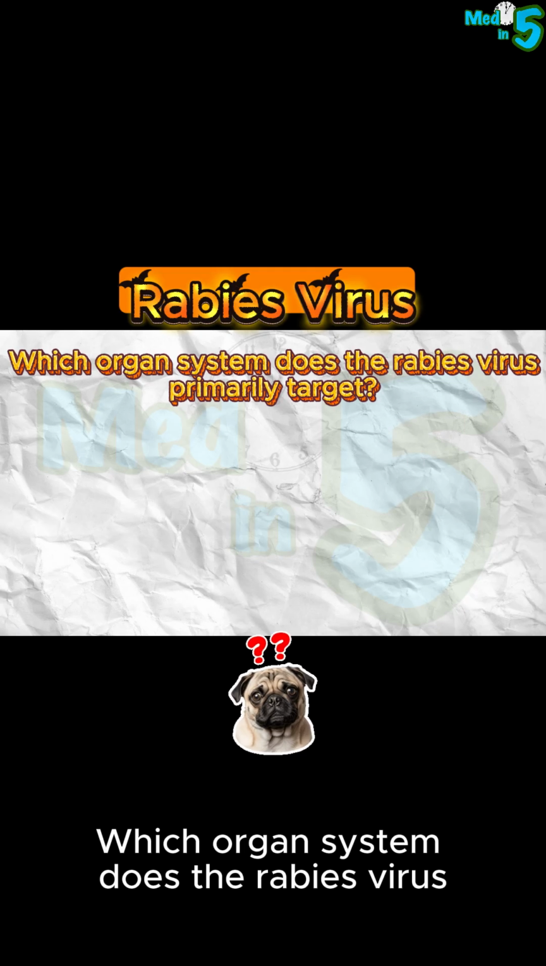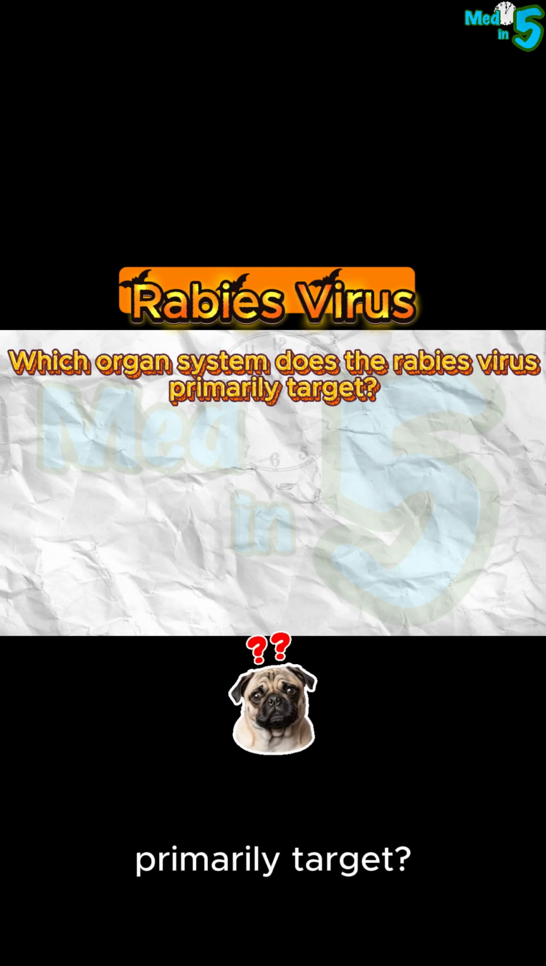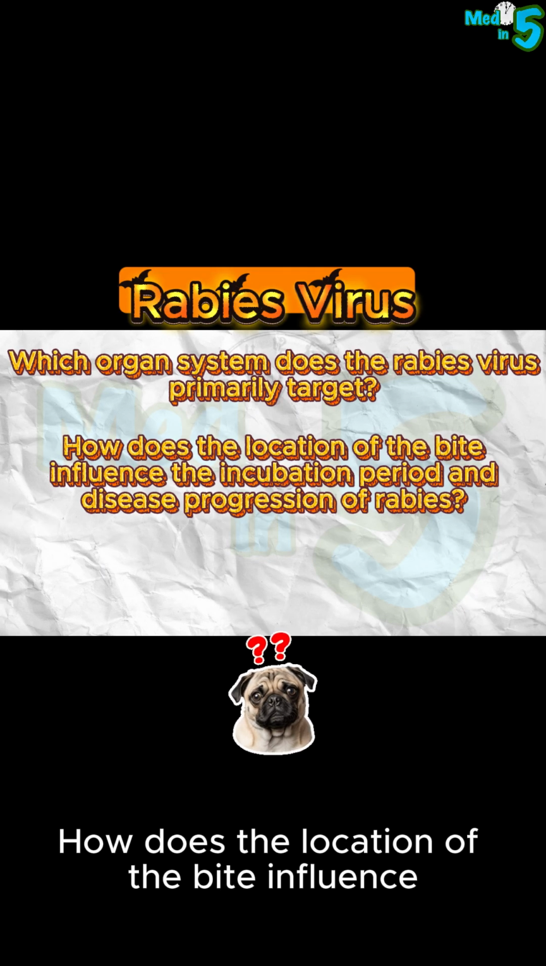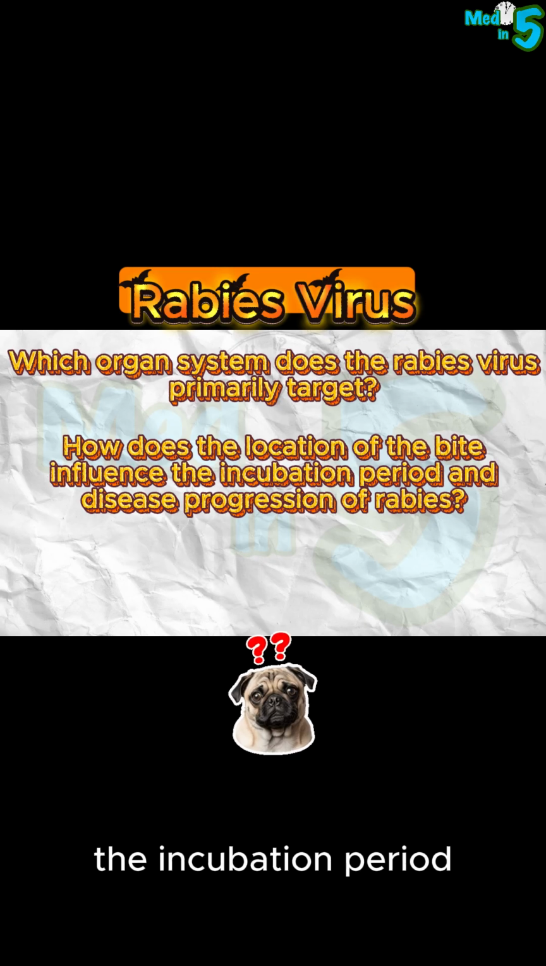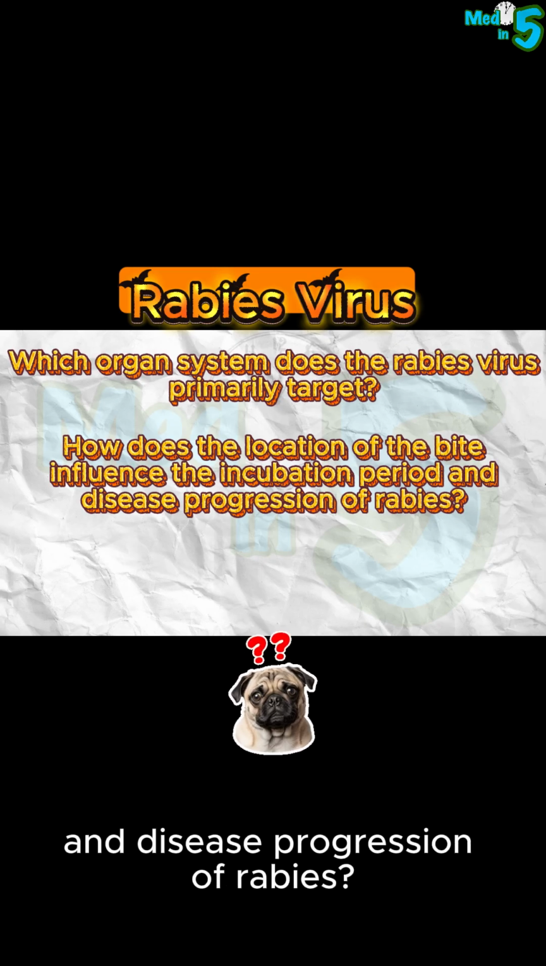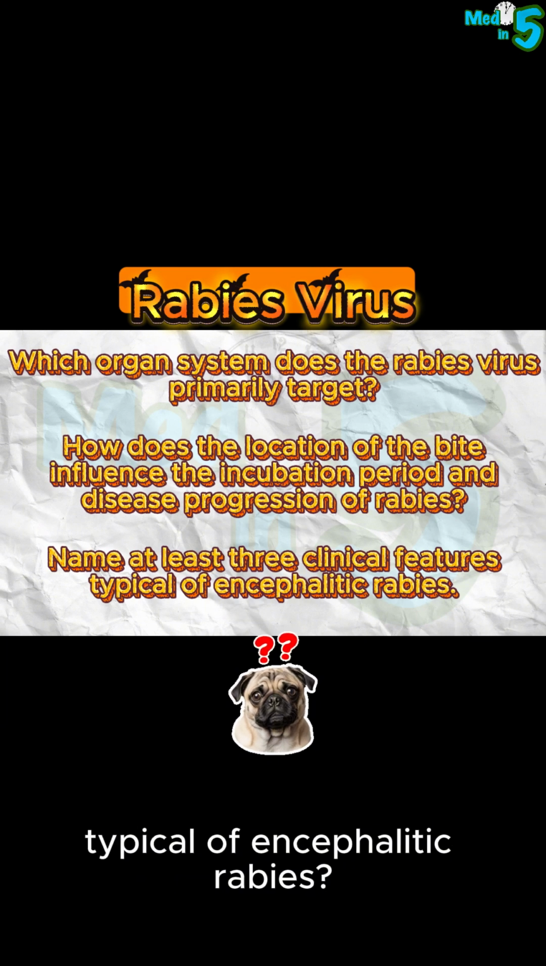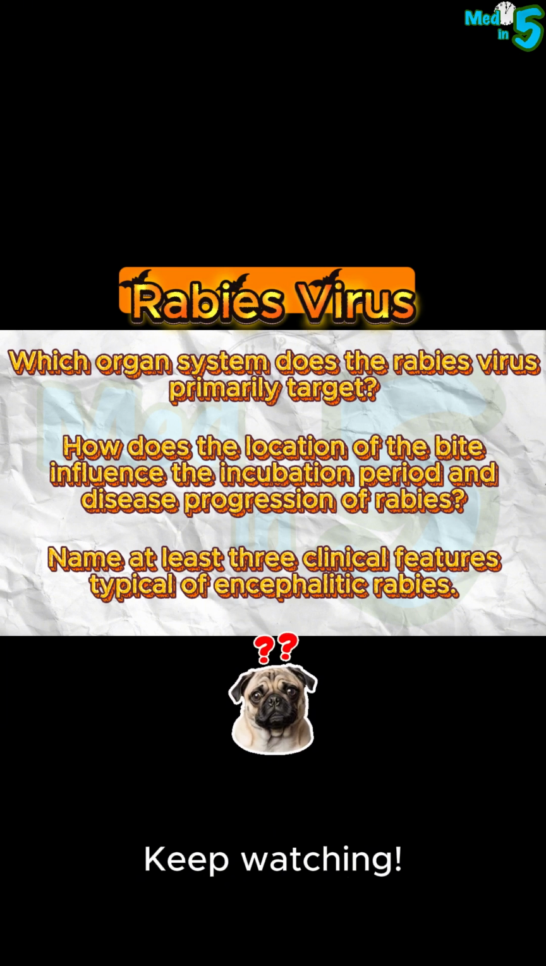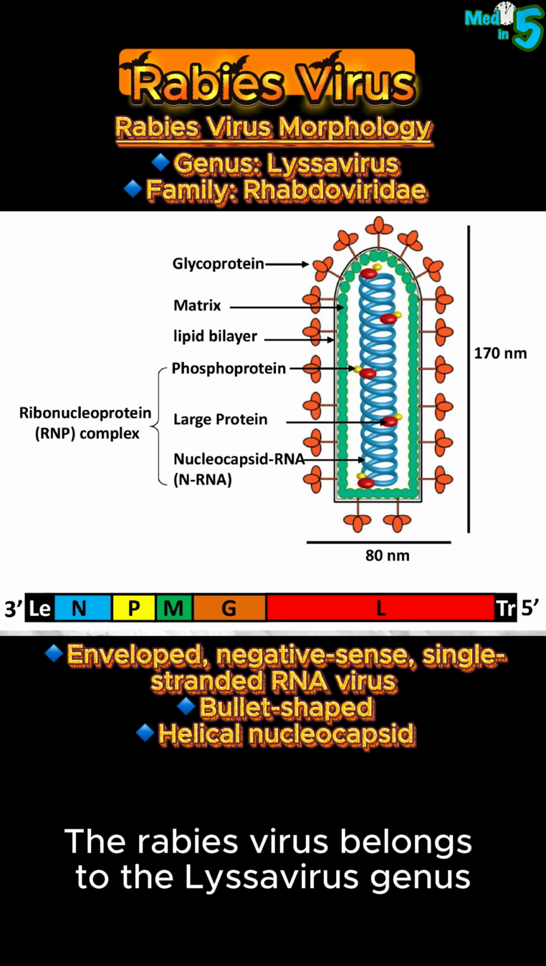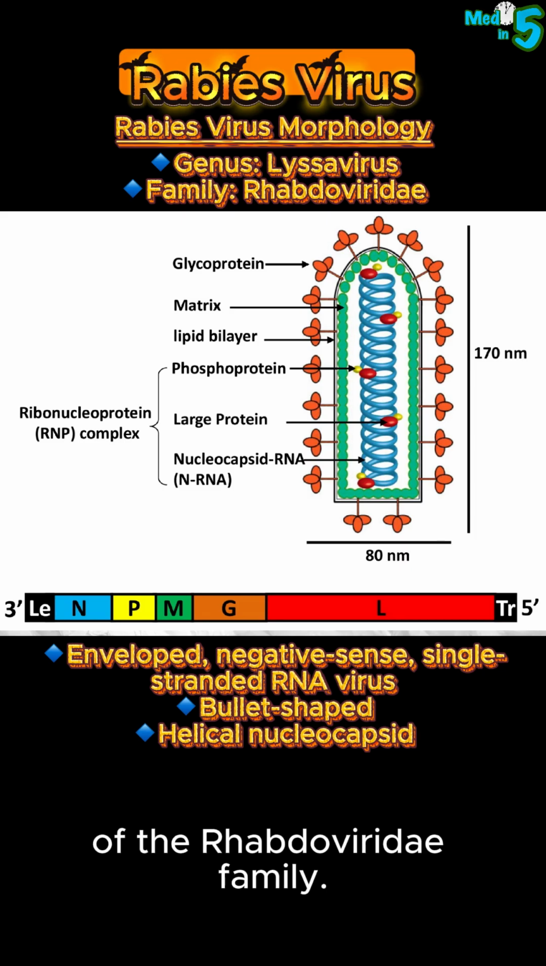Which organ system does the rabies virus primarily target? How does the location of the bite influence the incubation period and disease progression of rabies? Name at least 3 clinical features typical of encephalitic rabies. Keep watching. The rabies virus belongs to the Lyssavirus genus of the Rhabdoviridae family.